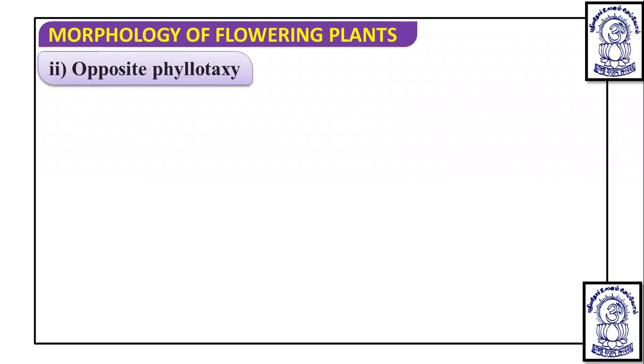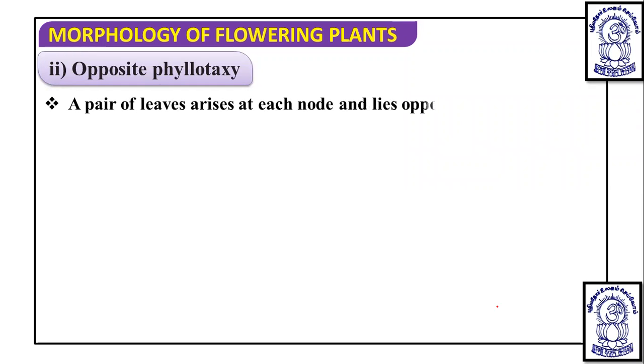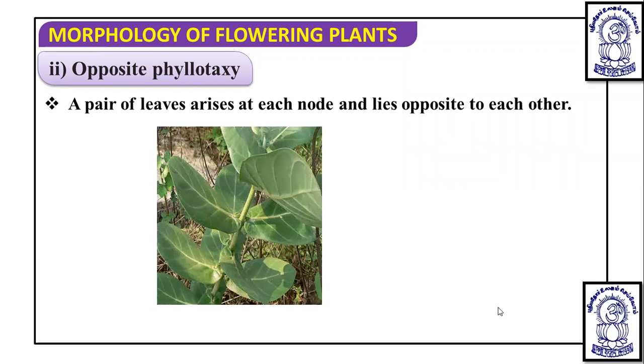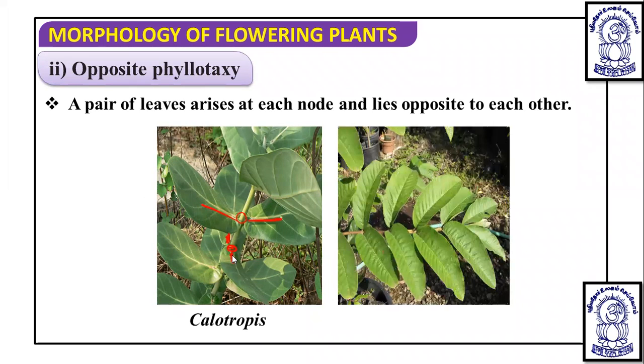Another is opposite phyllotaxy. In opposite phyllotaxy, two leaves, a pair of leaves, arise at each node, and this pair of leaves lies opposite to each other. You can see here that this is the node, and on this node these two opposite leaves are present. In the same way, on this node, one is on this side and one on this side. And this is Calotropis.